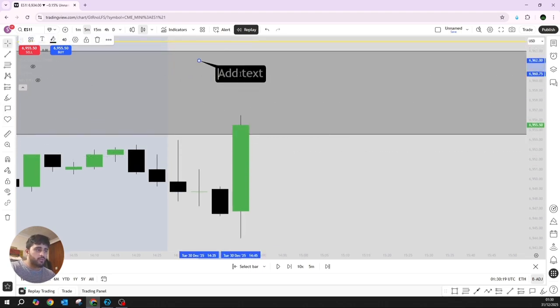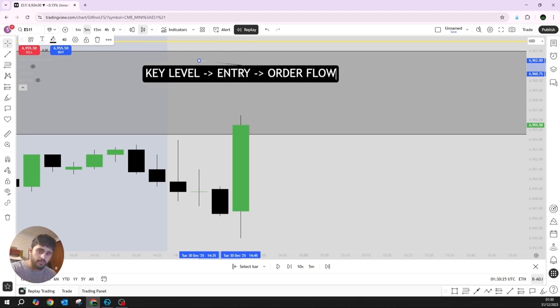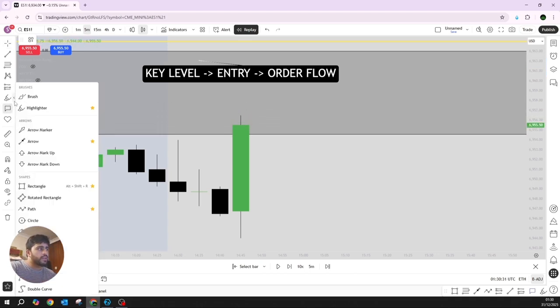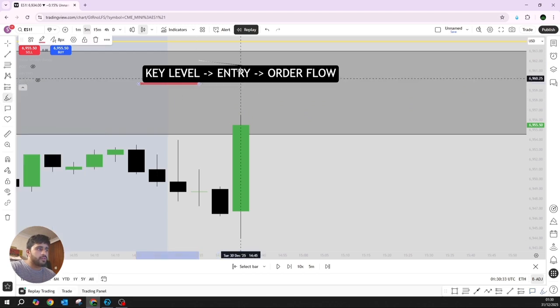So remember the model that I use: key level, entry, order flow. So think about these 3 steps whenever you take a trade: key level, entry, order flow. And so what's going on here specifically is, once you have a key level, you're waiting for an entry inside the key level, right? You have to wait for an entry in the key level.